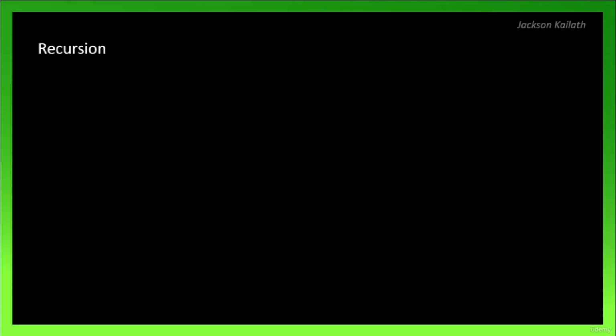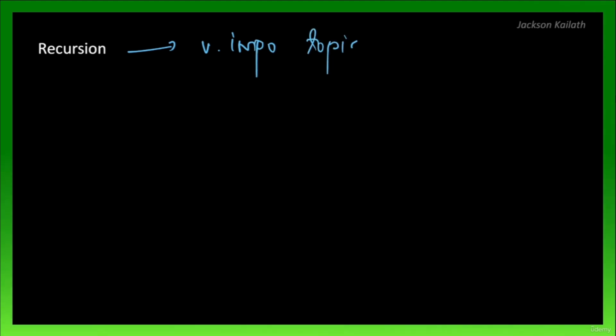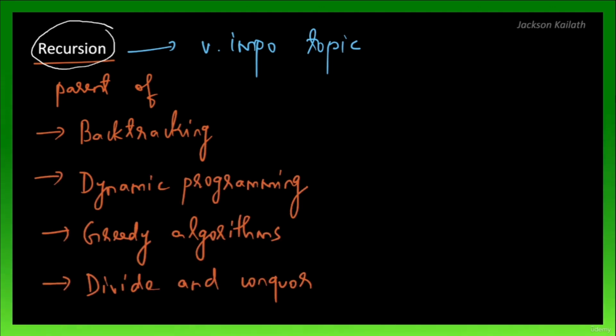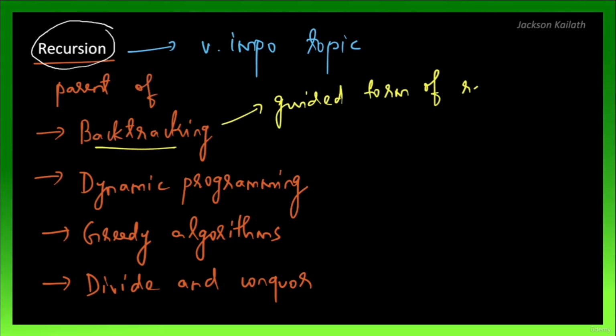Remember, recursion is very, very important to ace coding interviews. Now, recursion, as we will see in the future part of this course, is in fact the parent of various other topics such as backtracking, dynamic programming, greedy algorithms, divide and conquer approaches, etc. Now, backtracking basically is just a guided form of recursion.